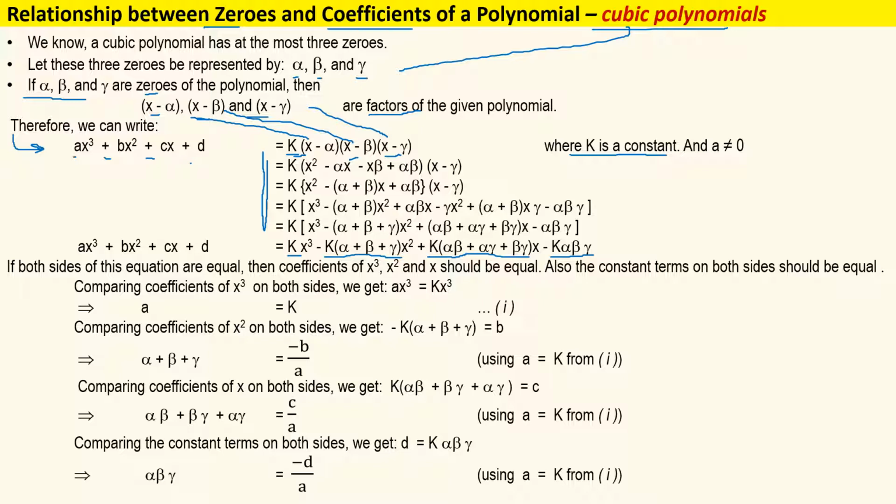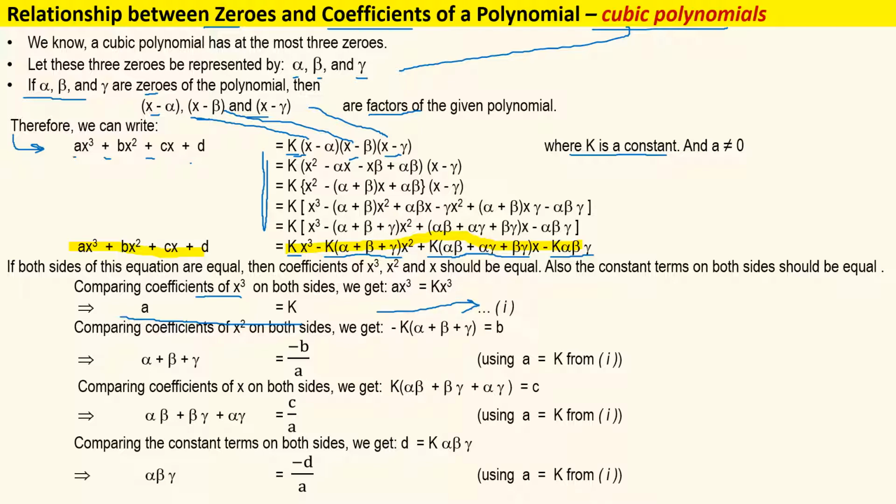So now if we were to compare both the sides of this equation, we can compare the coefficients of x cube, x square, x and the constant term, or we can say that we are comparing different terms on both the sides. We notice that on comparison of coefficients of x cube, we get a is equal to k, and let's call this as our statement number 1.